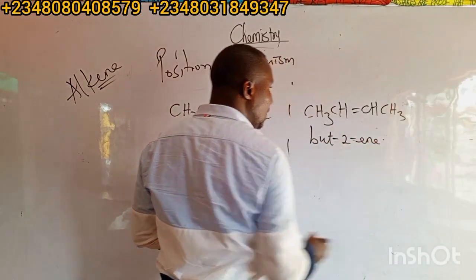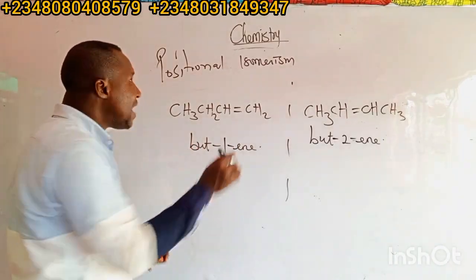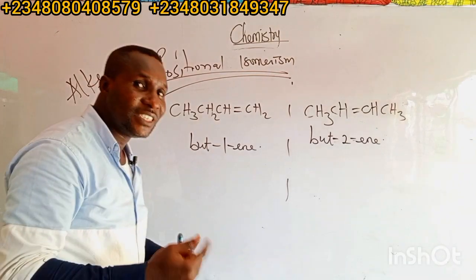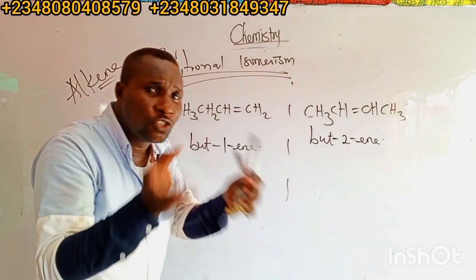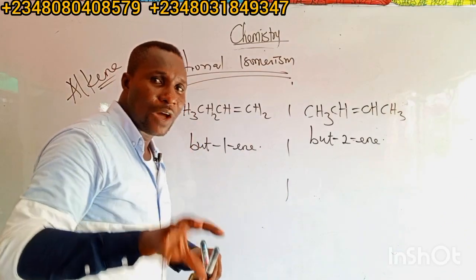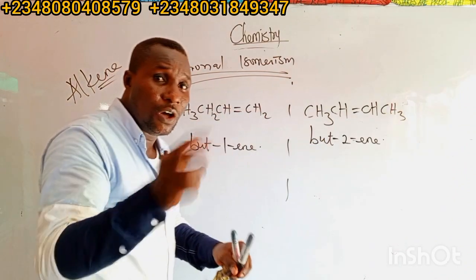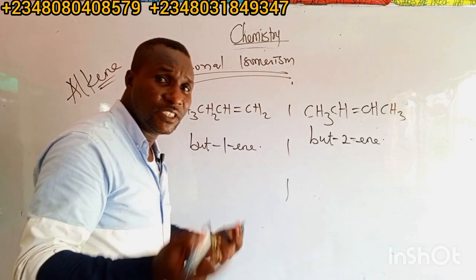2-ene. This one is an isomer of this one. What kind of isomer? Positional isomerism. They have the same molecular formula, but different positioning of their functional group. The same molecular formula, and they have the same functional group, but the positioning of the functional group is different.